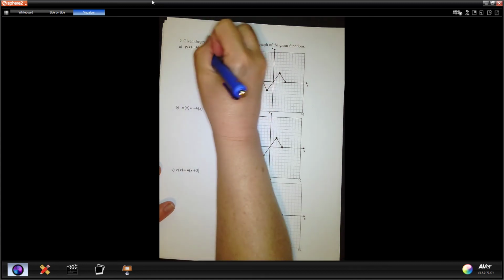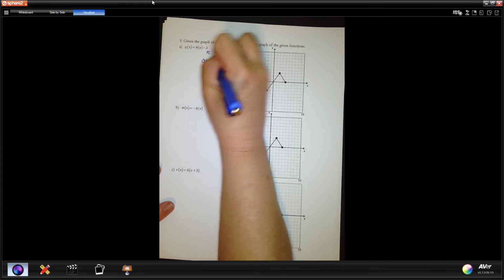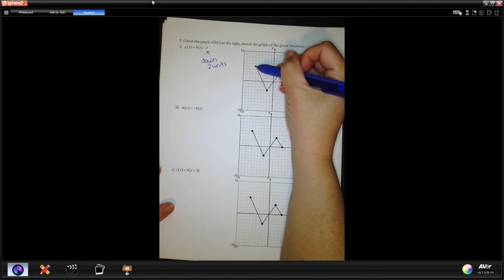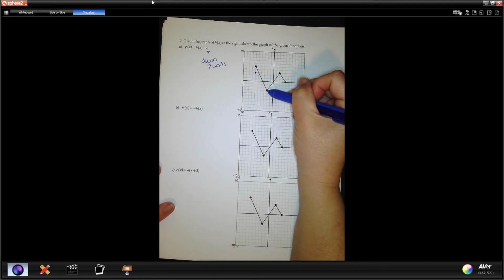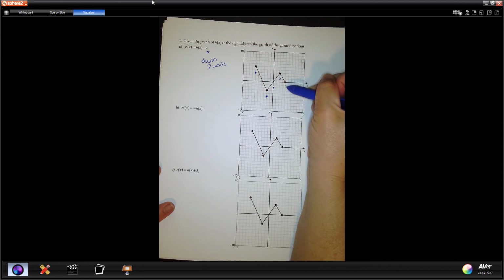So for example, we want to know what does g of x look like if it's h of x minus 2. So if we recall, this means that we are going to go down 2 units. So we're going to take each of these points and go down 2. Down 2, down 2, down 2, and down 2.